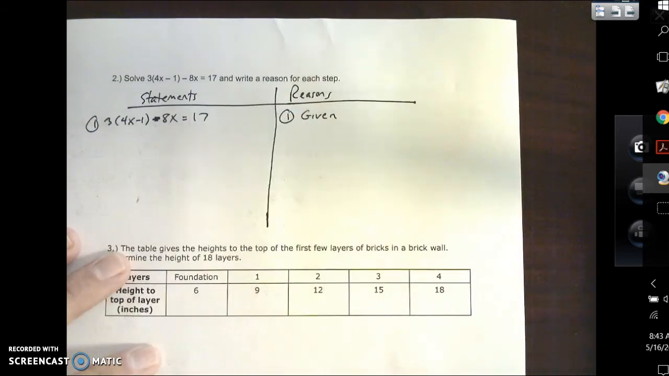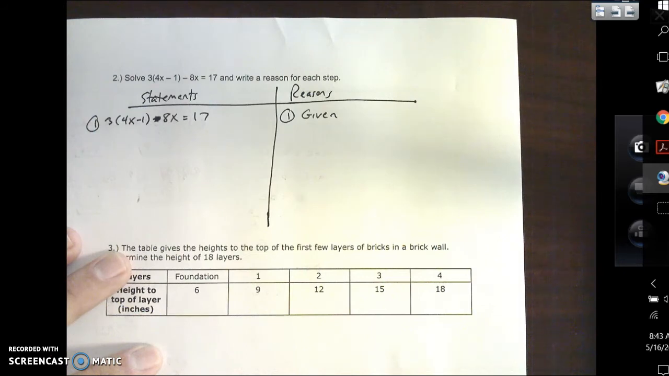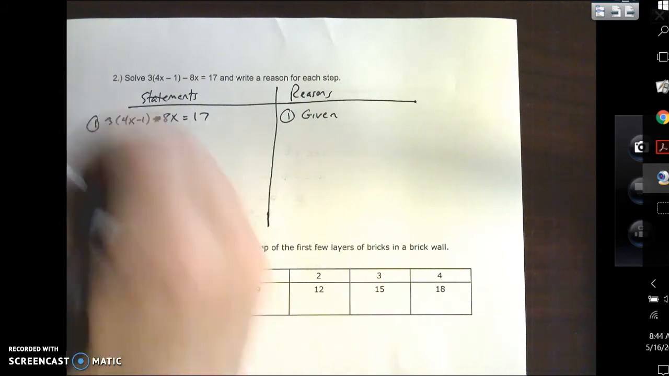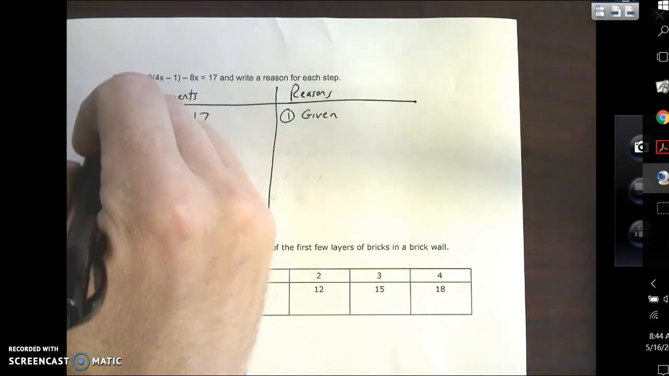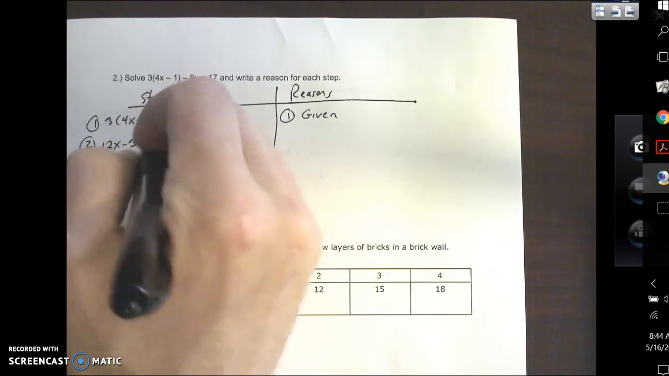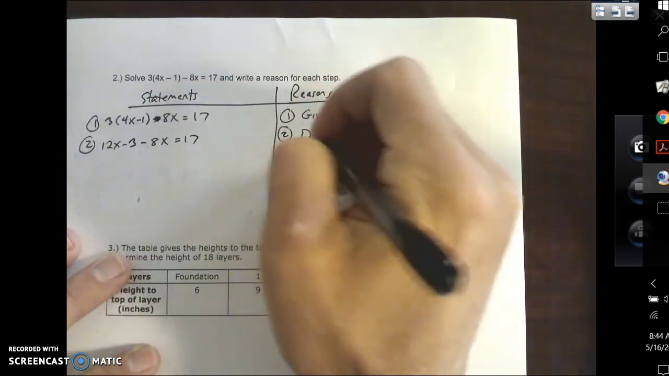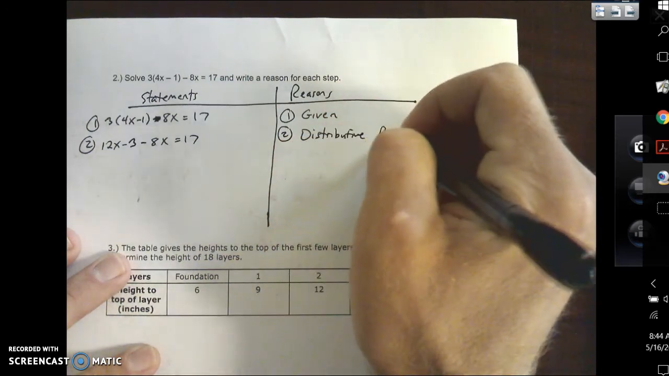You can't solve a problem that's not given to you. Okay? It's a minus there. My apologies. Now, the first step that we would like to take a look at is we're going to multiply this 3 into the parentheses. Okay, what's that known as? Well, that's your distributive property. So if I multiply that in, 12x minus 3 minus 8x equals 17. Distributive property.